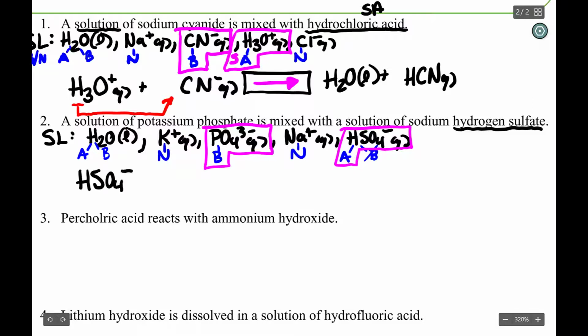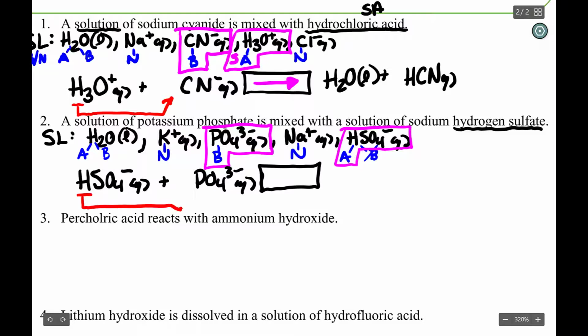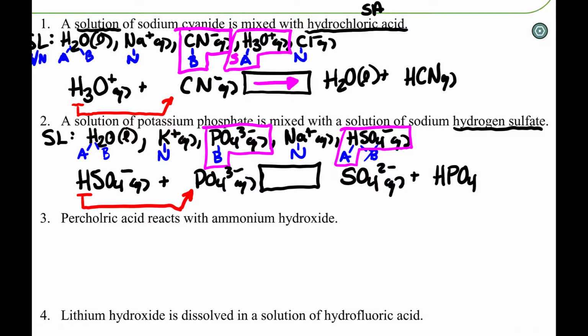HSO4 minus aqueous is going to react with PO4 3 minus. Again, HSO4 must act as the acid. PO4 3 minus can only act as a base. I'm going to draw a rectangle, and then I'm going to show the hydrogen being donated from the acid to the base. So what's left of HSO4 minus is SO4 2 minus, aqueous. And if PO4 3 minus gains an H, it becomes HPO4. But it has to have one less negative because the proton is one positive, 2 minus.